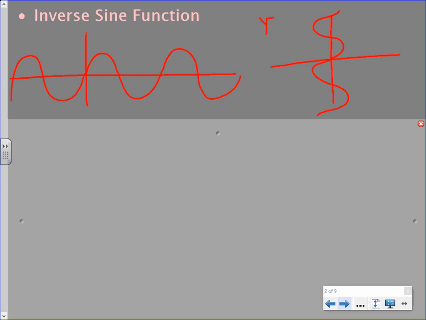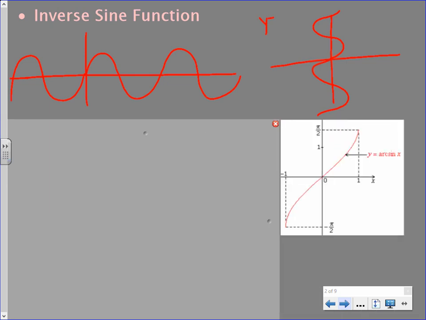So in order to make it a function, we restrict the domain. Actually, the range would be restricted in this case. What we're going to do is restrict it to where we're only between negative pi over 2 and pi over 2. So this is what I want you to write down. You don't have to write down the graph, but it may be a nice visual for you. I'm not going to make you graph these. But this is the graph of the inverse sine.